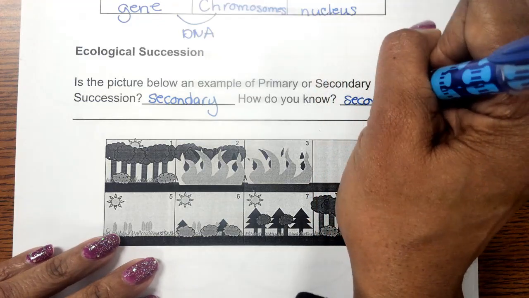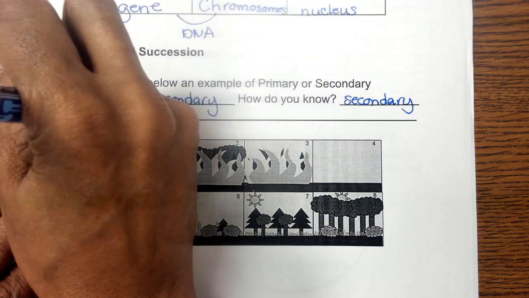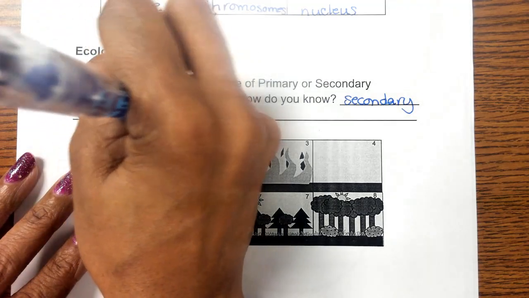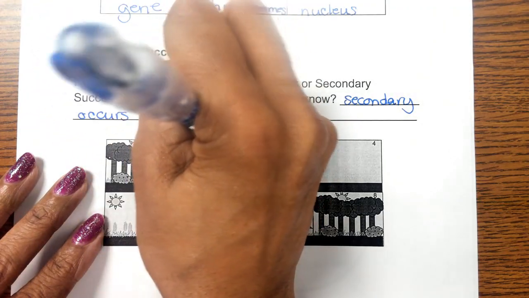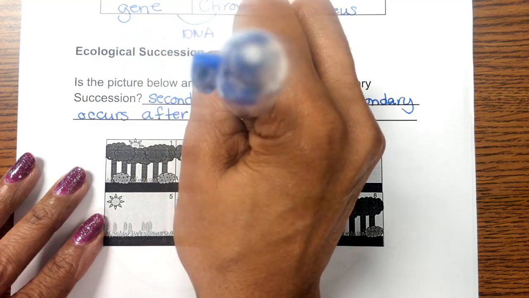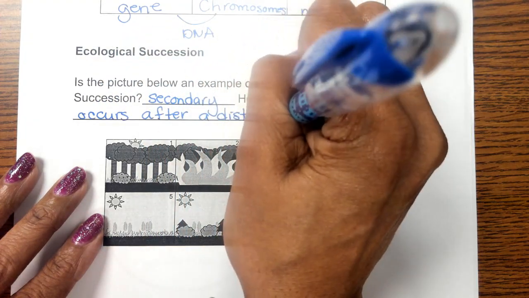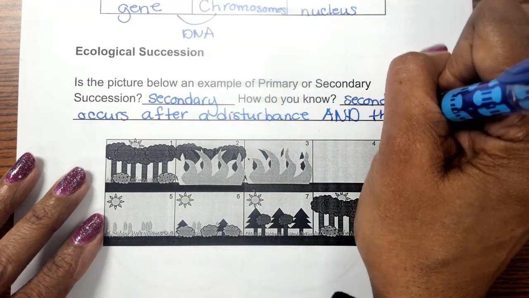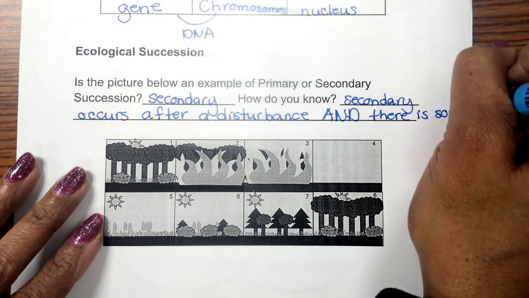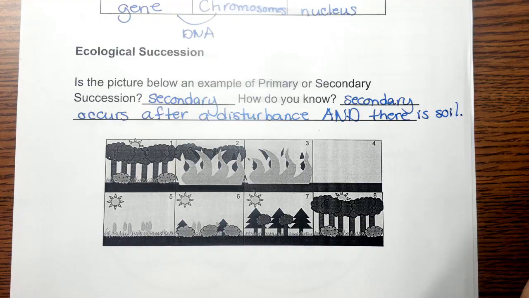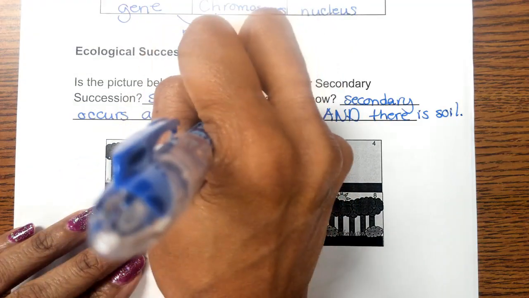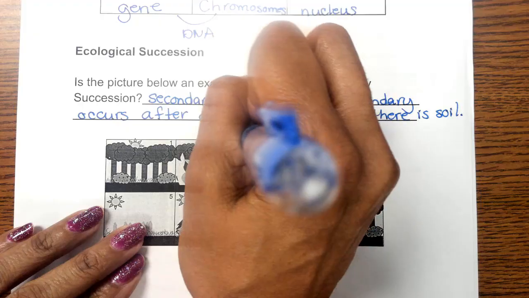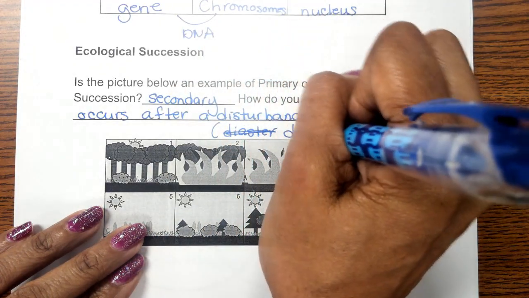Secondary occurs after a disturbance or a natural disaster, and there is soil. With primary succession, you start with rock. Okay? And then our disturbance, I'm going to say disaster, natural disaster. So fire, flood, hurricane, tornado, whatnot.